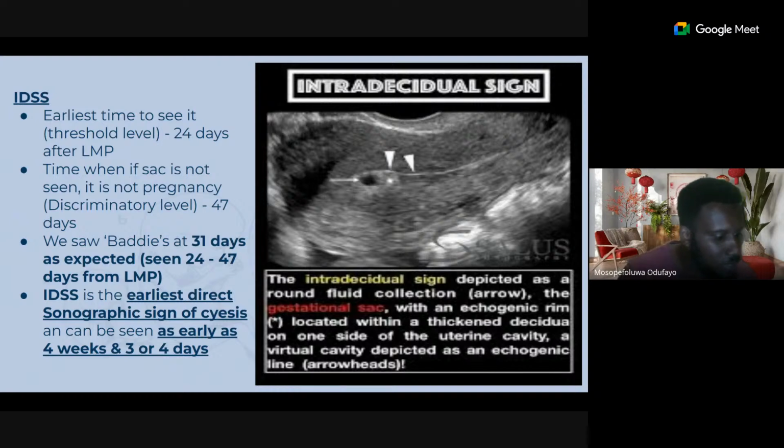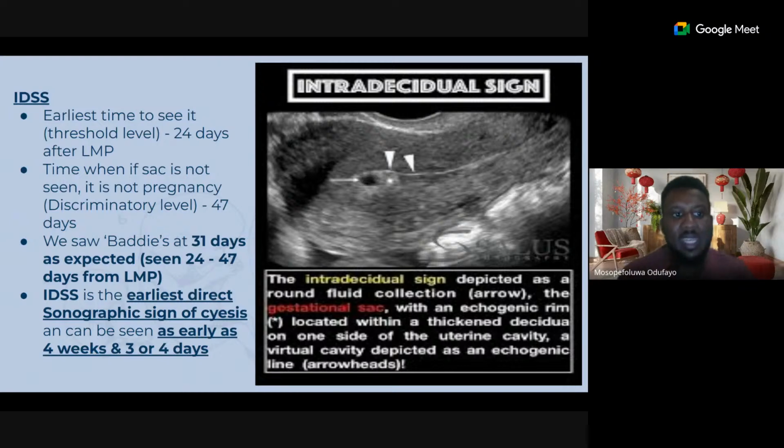Maybe another lady comes and says, "I think I'm pregnant, doctor. My last menstrual period was 1st of February. I've not seen it 1st of March." Okay, let's check it. You didn't see anything. This is the 31st day. Then she comes back again on the 40th day. You check it. You didn't see anything.